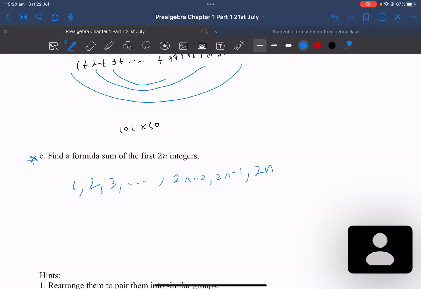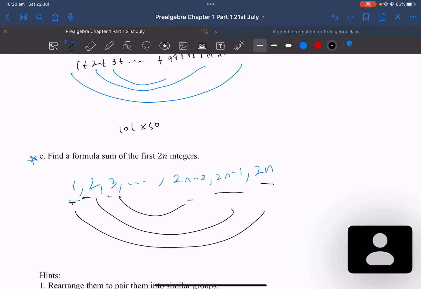So what I mean by that is, you just do the same thing as you did with the previous question, almost. You pair the numbers. 1 pairs with 2n, right? 2 pairs with 2n minus 1. 3 pairs with 2n minus 2, and so on and so forth. And those pairs add up to 2n plus 1. Each pair adds up to 2n plus 1. Does that make sense? Any questions for anyone? Oh no, it's all good.